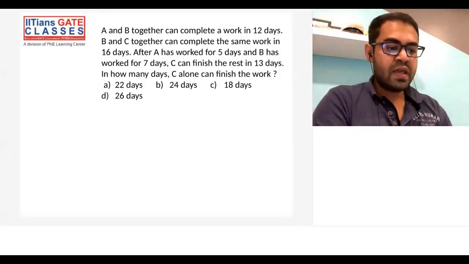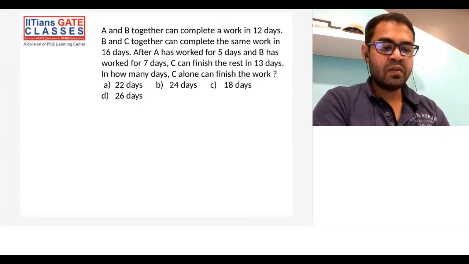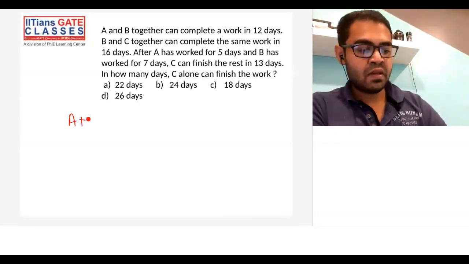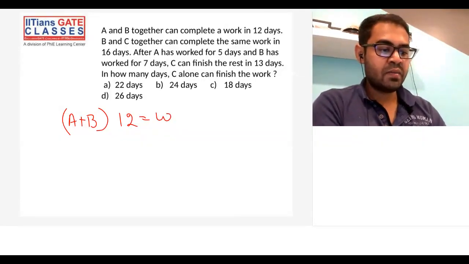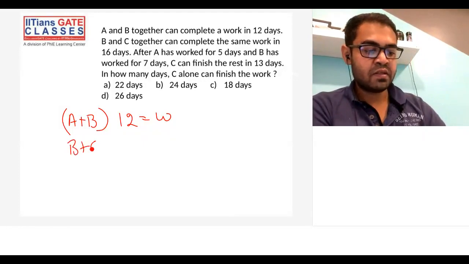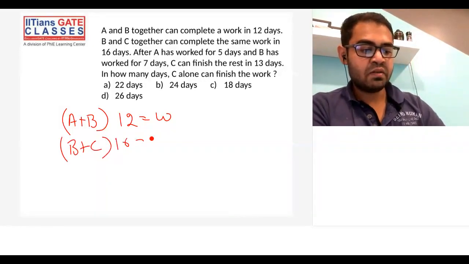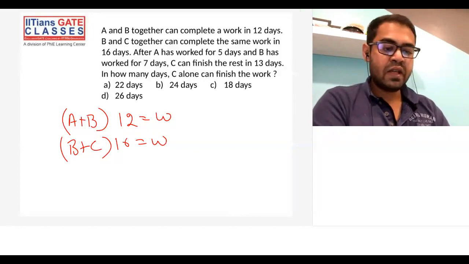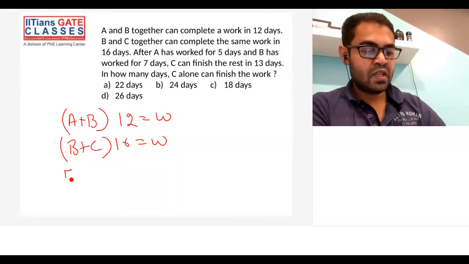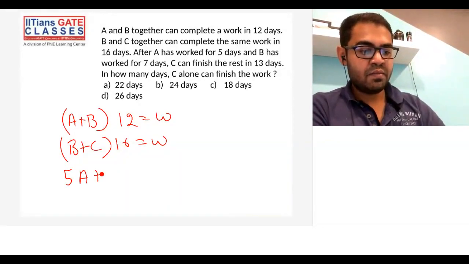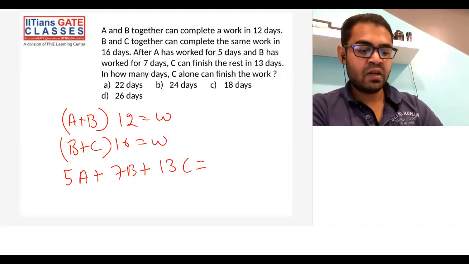All right, so A and B together can complete a work in 12 days. Again, simple. B and C together can complete the work in 16 days. After A has worked for 5 days, B has worked for 7 days, C can finish the rest of the work in 13 days. A worked for 5 days, B worked for 7 days, C worked for 13 days and completed the work together.